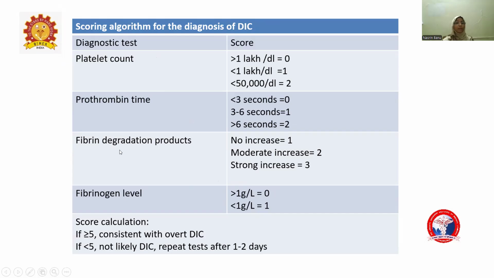Platelet count, prothrombin time, fibrin degradation products, fibrinogen level, all of this is done. If the score is more than 5, it is consistent with overt DIC. If it is less than 5, it is not likely to be DIC. We can repeat this test after 1 to 2 days to confirm the diagnosis of DIC.